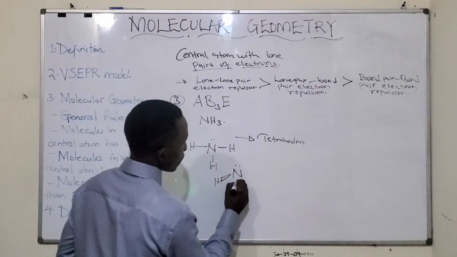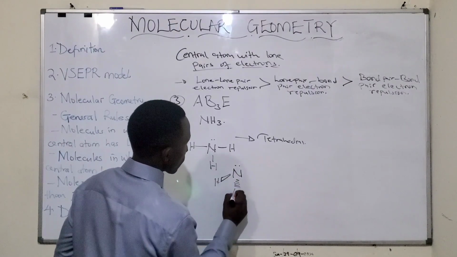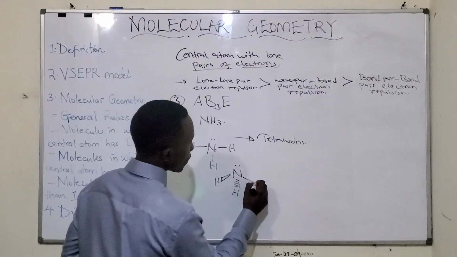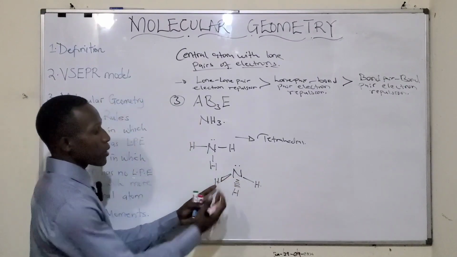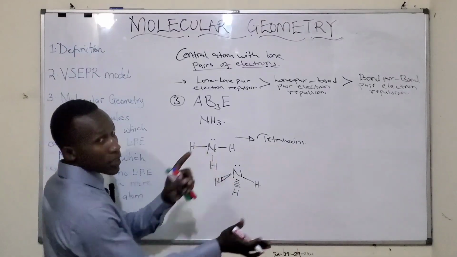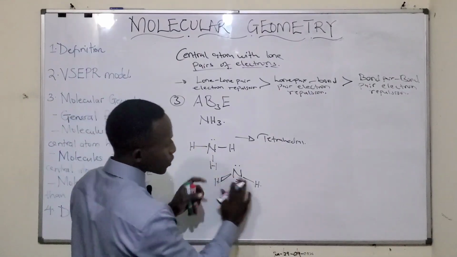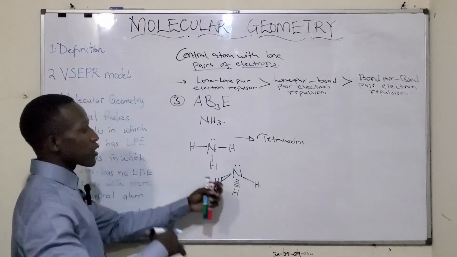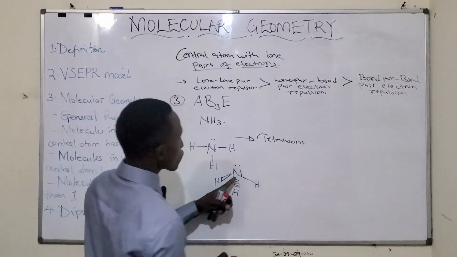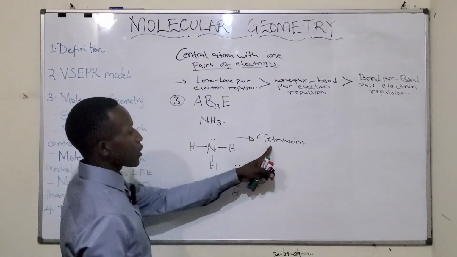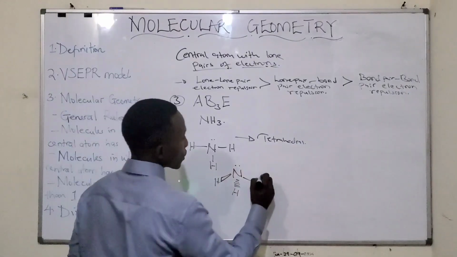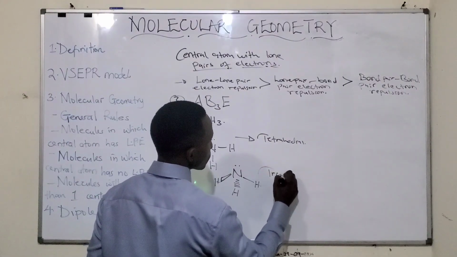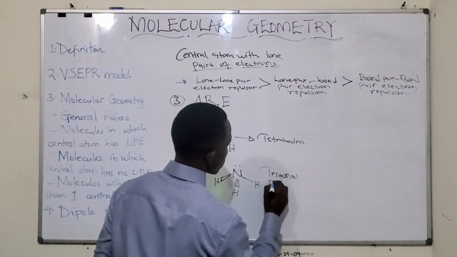We shall have nitrogen with hydrogen, and another hydrogen. So this one is coming out of the plane, this one is the other side of the board, and this one is on the board. So that geometry means that this structure is different from tetrahedral, but as if it comes from tetrahedral. This structure is called trigonal pyramidal.